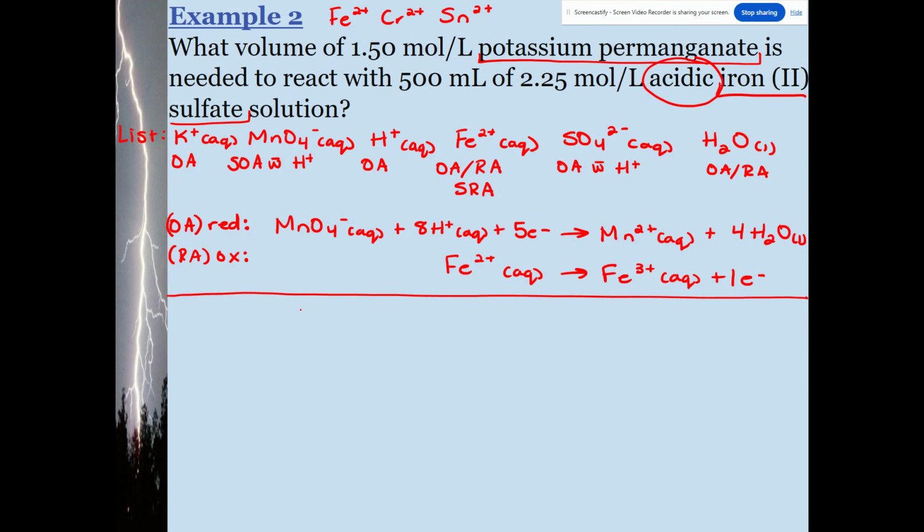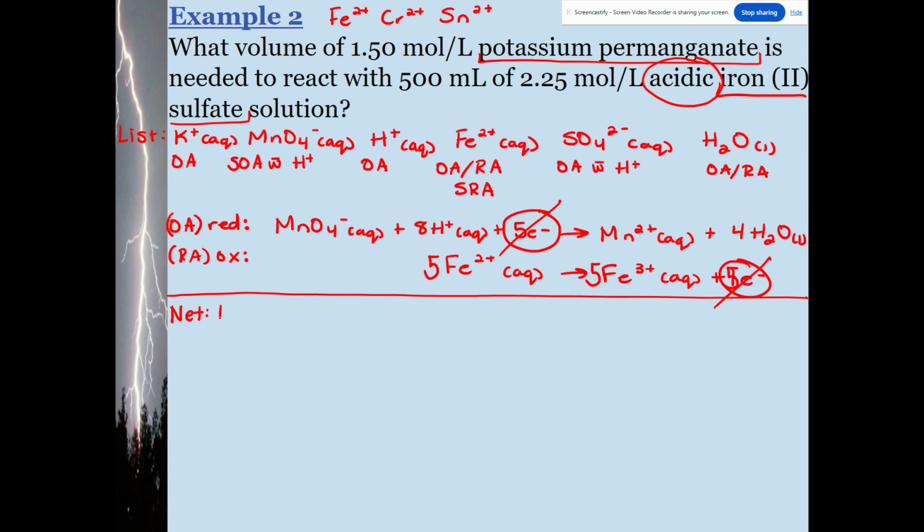Now, balancing electrons. I have 5 and only 1. That doesn't balance. So I have to multiply this reaction by 5 so that my electrons balance. Everything gets multiplied by 5 in that reaction. So now my electrons balance, and my net redox reaction, which is a little bit long, so I'm going to write this a little smaller.